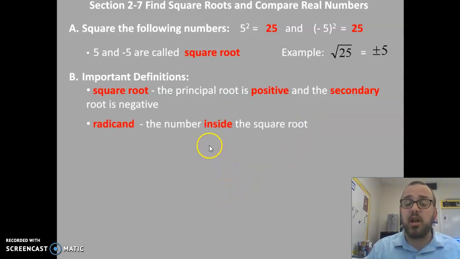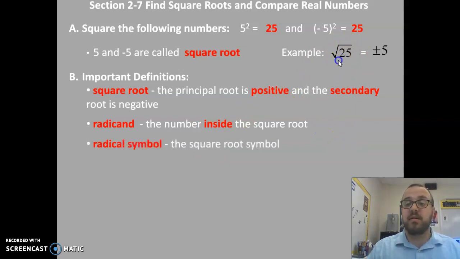Some other vocabulary to know: the radicand, that's the number that's inside the square root. So for instance, this 25, that's your radicand, okay? The radical symbol is that square root symbol. We technically have more than just a square root, right? You could actually have radicals of different types.